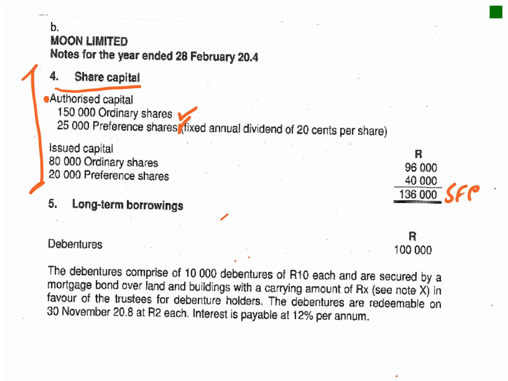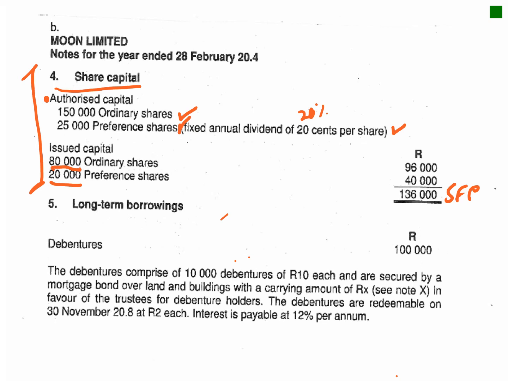The fixed annual dividend is 20 cents per share. Remember, that means you get a 20% return on your money. Once you've written down what the authorized capital is, and this information you generally take straight from the question, easy marks here if you just write it down. The issued capital then, you've got to say the actual issued shares. So 80,000 ordinary shares were issued.